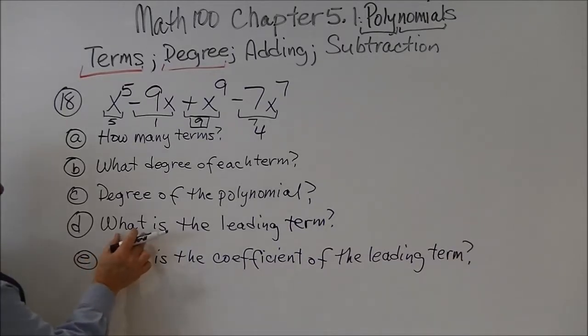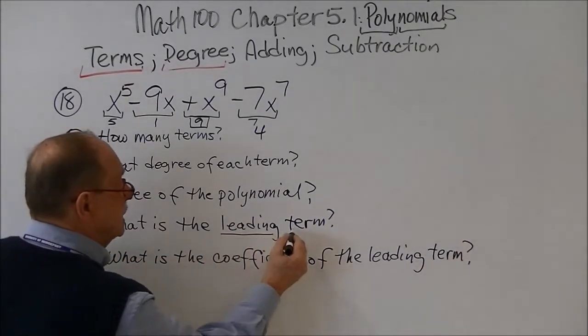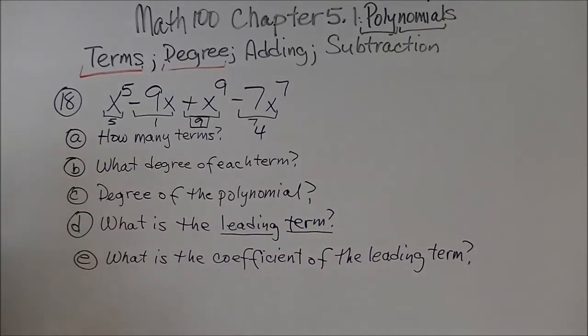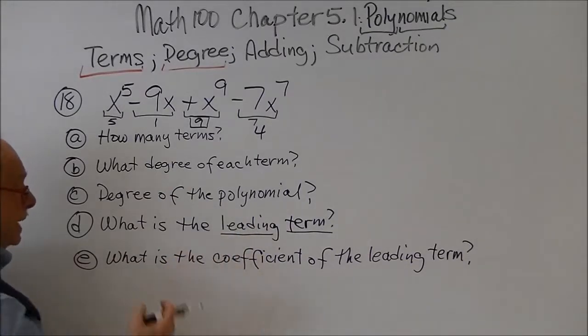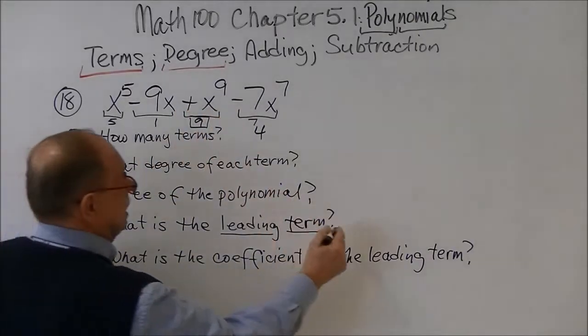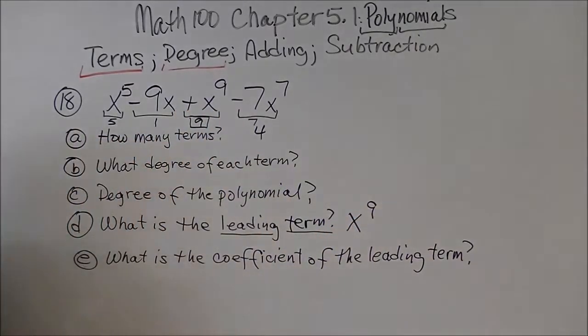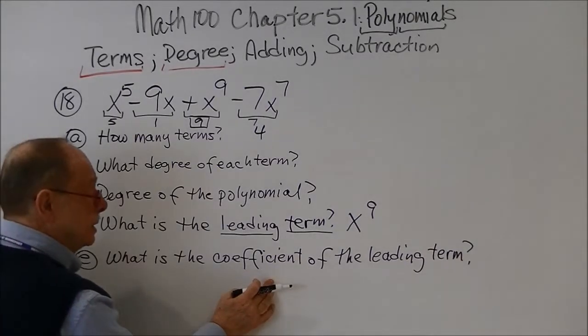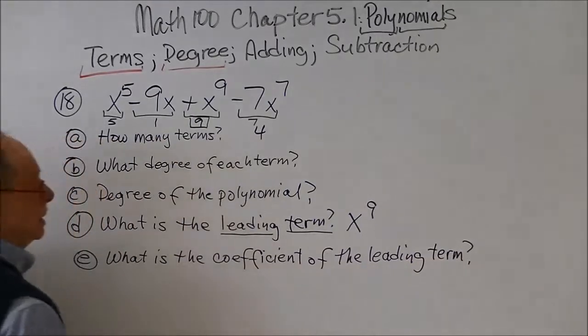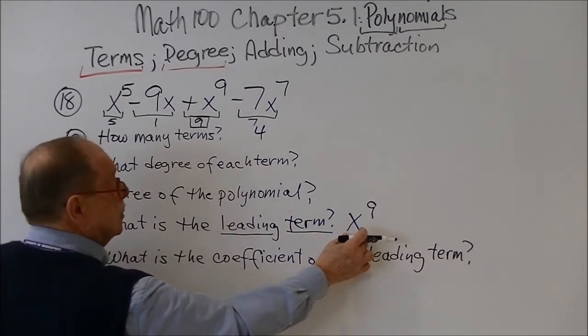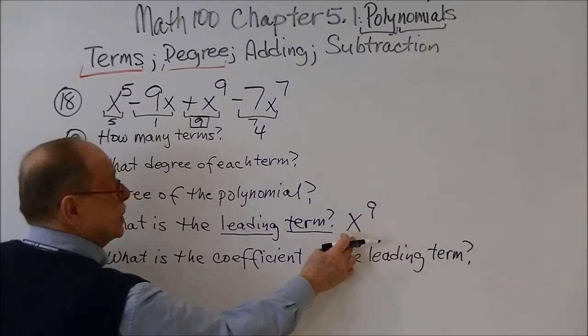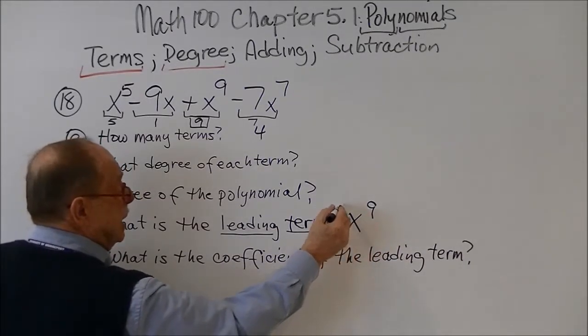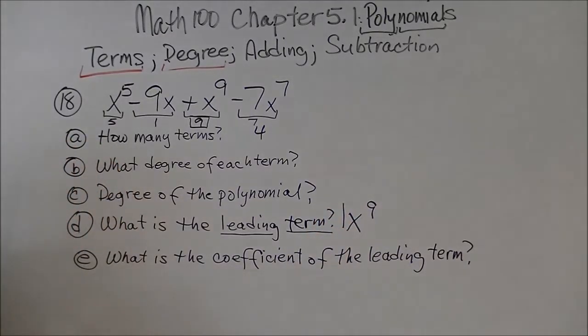Now here is a new term. What is the leading term? Well, by definition, the leading term is that term that has the highest degree. So as we look at it, which term has the highest degree? Well, x to the 9th. What is the coefficient of the leading term? Well, the leading term was x to the 9th. What's the coefficient of that term? And the answer is a 1. Okay, now we'll do another one. I'll leave much of this up.